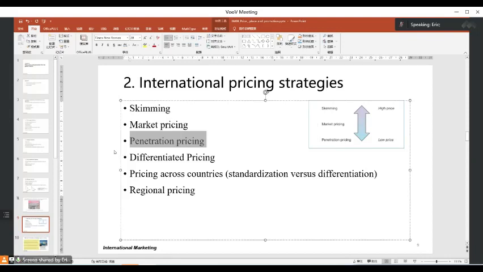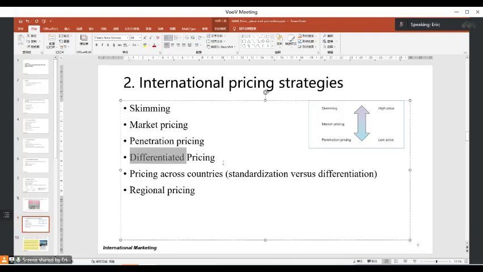Of course, if you use this strategy, you should be ready to get negative profits in a short time. Because in the beginning, if you set the price low, maybe you can't get the sales, maybe you can't get the profits. Maybe you invest more than what you get. So if the profit is negative, you should afford it. So for the company, we can use this strategy, but we should have the ability to afford these negative profits.